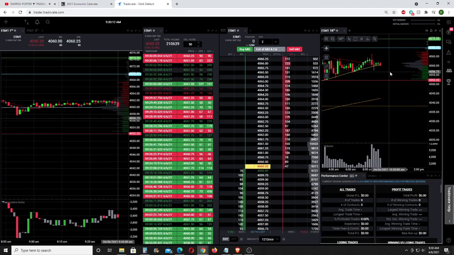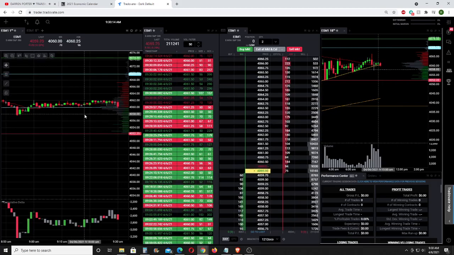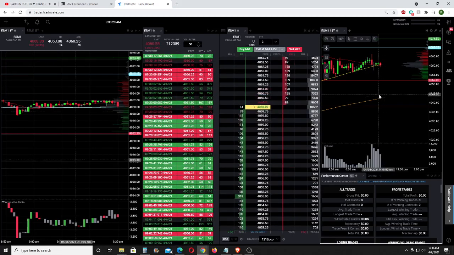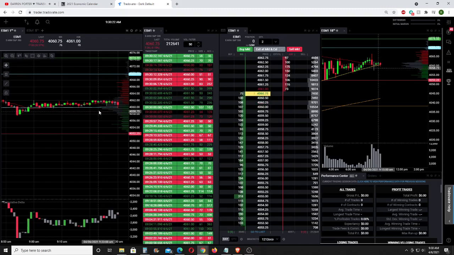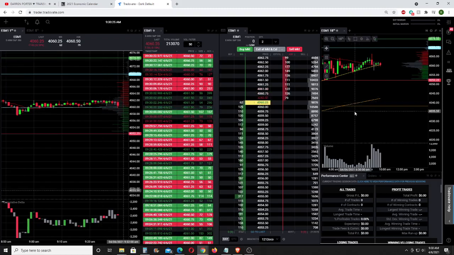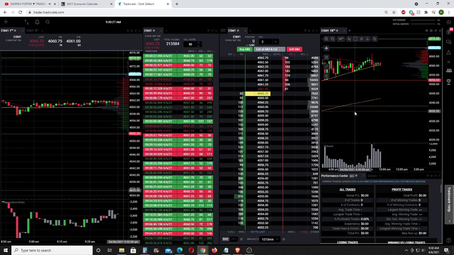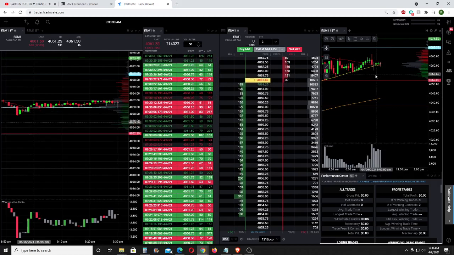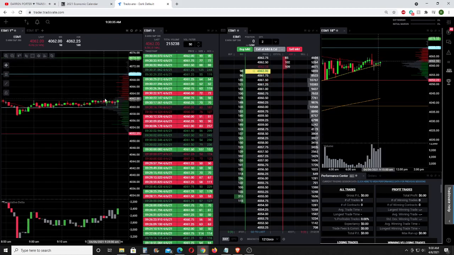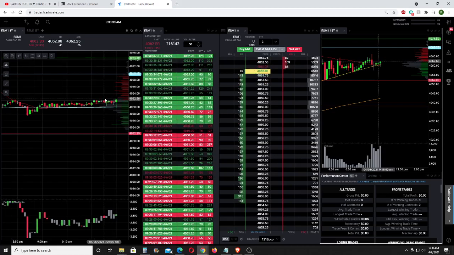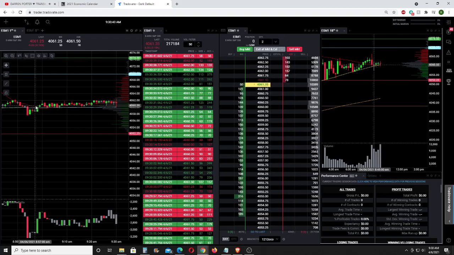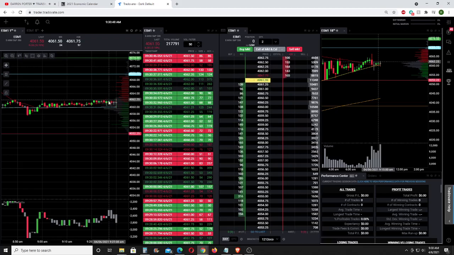Make this chart a little bit bigger here. Yeah, they're battling this area here.